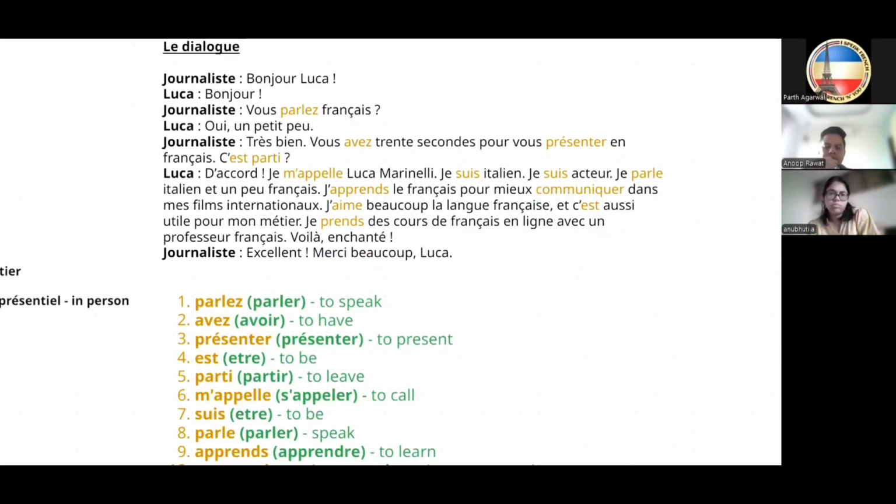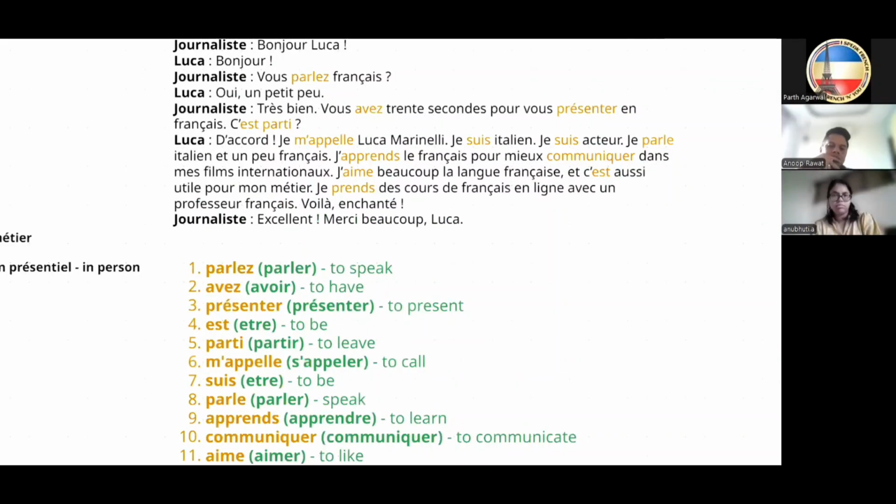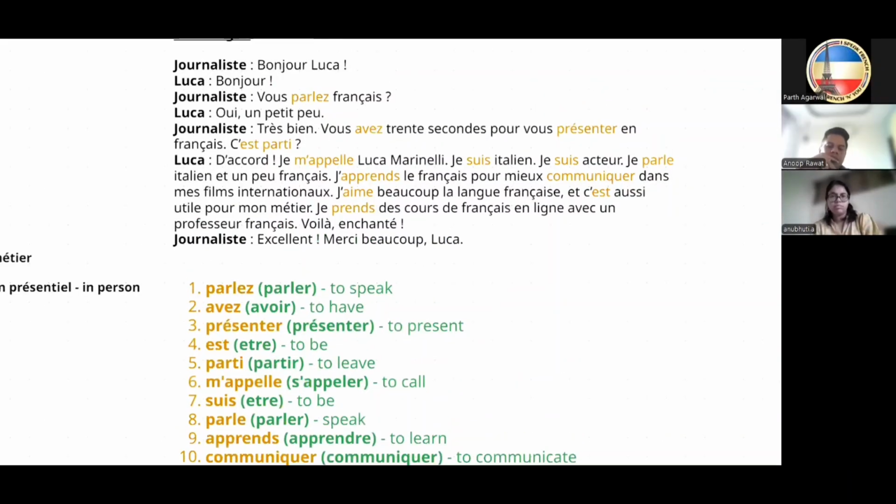In one particular sentence, there can be regular and irregular verbs. Both can be there. For example, here we have avoir and we have présenter. Présenter is regular, avoir is irregular. So this is also something we can observe. Great. I think you both have understood a little bit about how to use the verbs and how to conjugate them.